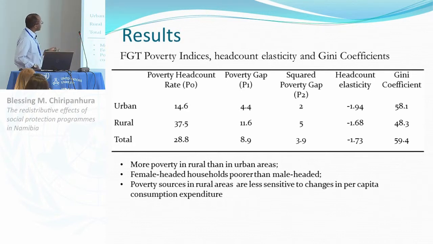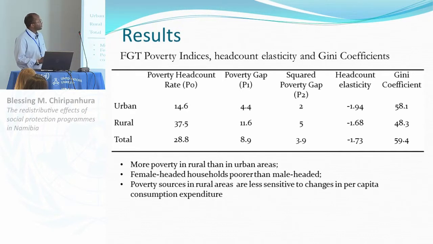So, using the analysis from the National Statistics Office, or the Namibia Statistics Authority, the poverty lines that they used for 2009-2010 are those, and we use the same information for our analysis. So that's the poverty situation. Generally, there is a higher level of poverty in rural areas than in urban areas. And the severity of the poverty is also worse in rural than in urban areas.